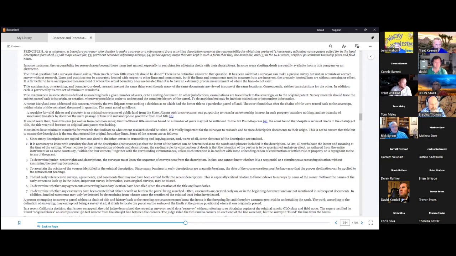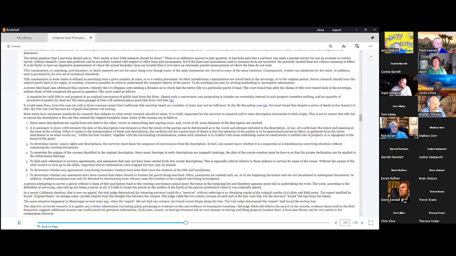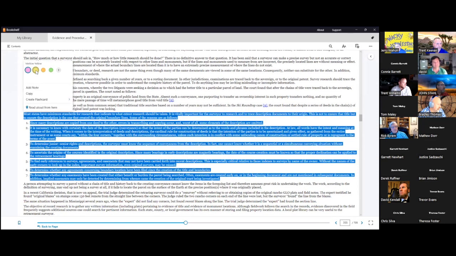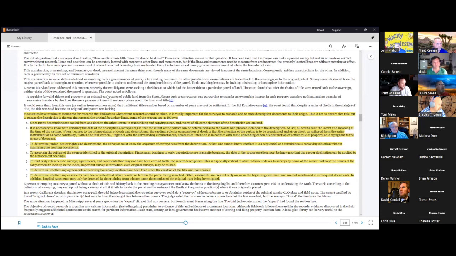And so I thought as part of this, we'll go over, again, I said we'd be doing a lot of reading out of the book here. Most states have minimum standards for research that indicate to what extent research should be taken. It is vitally important for the surveyor to research and trace description documents to their origin. This is not to ensure the title, but to ensure that the description is the one that created the original boundary lines. Some of the reasons are as follows. Since many descriptions are copied from one deed to the other, errors in transcribing and copying occur. And worst of all, some elements of the description are omitted.